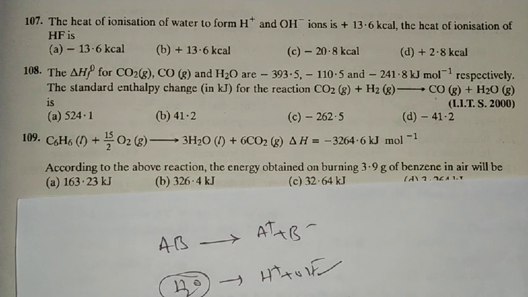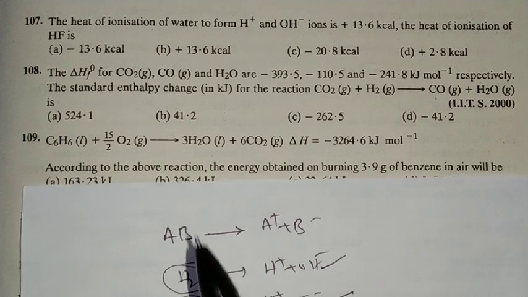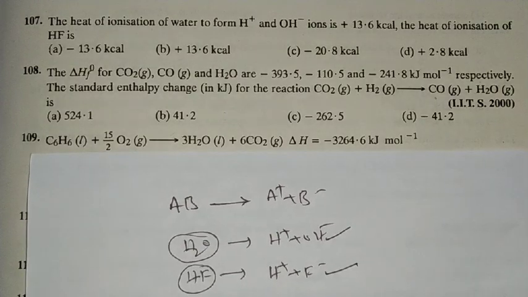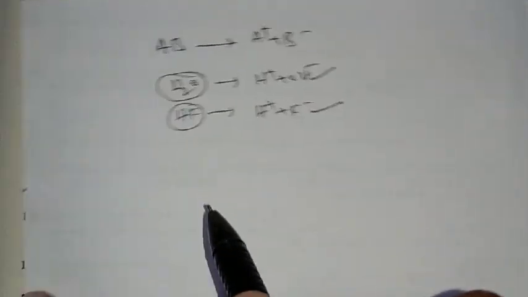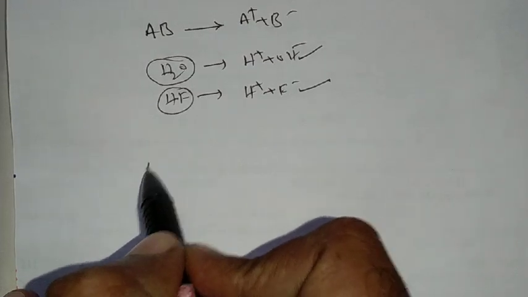The delta HF for CO2, CO and H2O are minus 393.5, minus 110.5 and minus 241.8 kilojoule per mole respectively. The standard enthalpy change in kilojoule for the reaction CO2 plus H2 gives CO plus H2O is. Here the states of matter are also mentioned clearly. This kind of question is about heats of formation. So what is the basic formula we are supposed to remember?